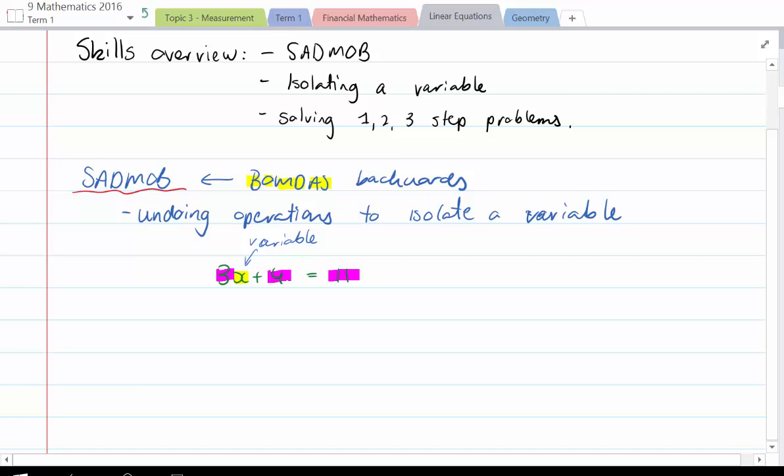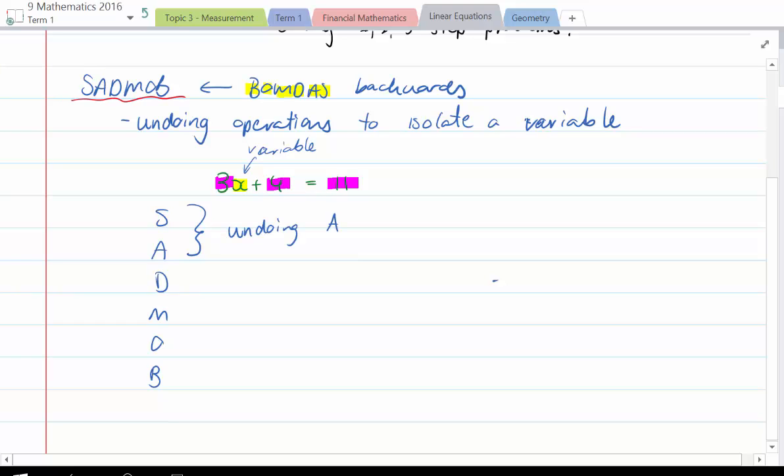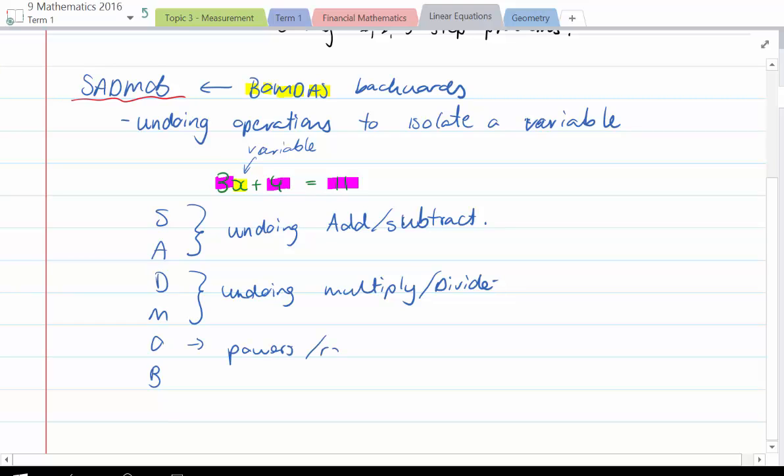Mostly what's on this side, but we need to get everything away from the variable in order to isolate that variable and calculate what it's actually equal to. And the way we do that is by, as I said, reversing the operations. So with SADMOB, we're looking at first undoing addition or subtraction, and then we're looking at undoing multiply and divide, and then we can look at undoing powers and roots and logs. All of these things we won't have to worry about at the moment. And then finally, we can look at brackets.